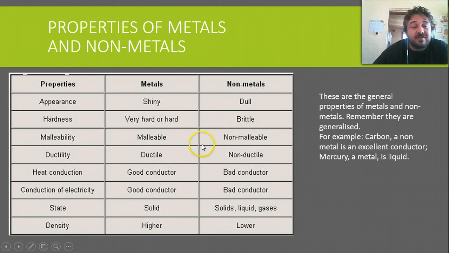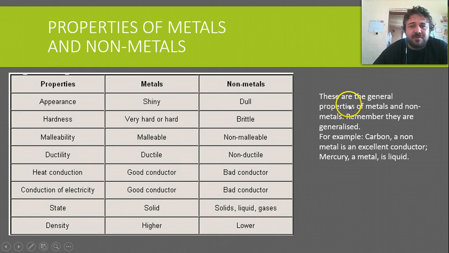It goes with brittleness. Ductile means to be able to be drawn into a wire, whereas non-ductile means you try and pull on it, it'll snap. Metals tend to be really good heat conductors and electrical conductors, whereas non-metals tend to be really bad at it. Usually, a metal is a solid. Again, not always. Non-metals can be any of them, solid, liquid, or gas. Metals tend to be fairly dense, and non-metals not super dense at all. And there's good reasons for this.